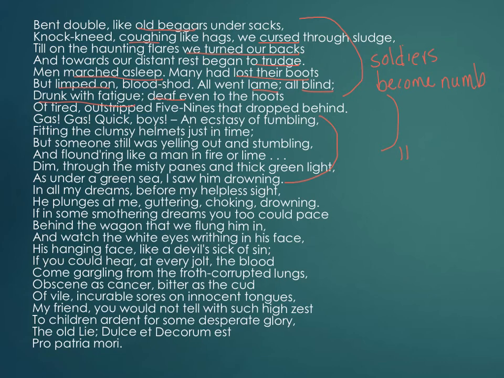But the second part of the text, I think, brings to light another theme. And I'm going to add on this qualifier here. He goes on, in all my dreams. So after the event, before his helpless sight, he sees this man, this plunging, the guttering, the choking. He sees the horror of it. And that seems to have an impact on him. Not in the moment, but afterward. So war impacts life after, or life beyond fighting, because we know this particular author died. So that could be another theme that we pull.